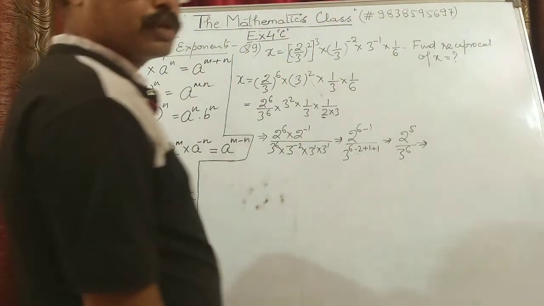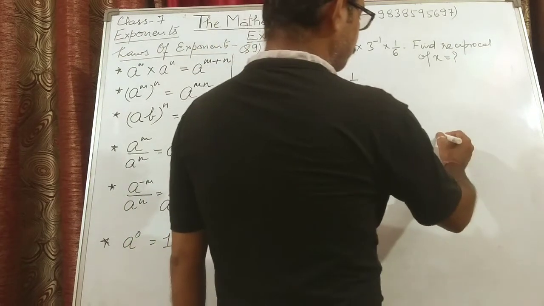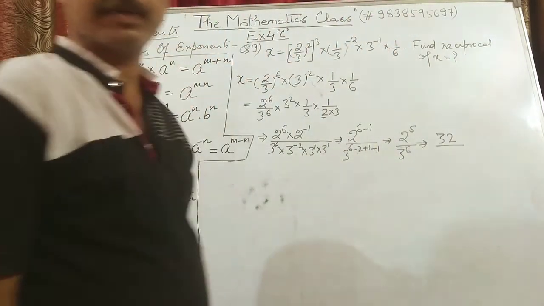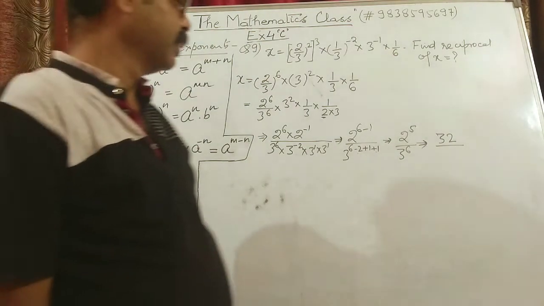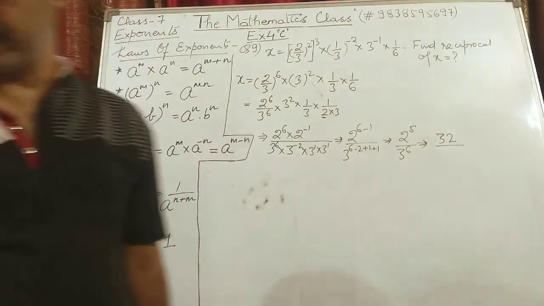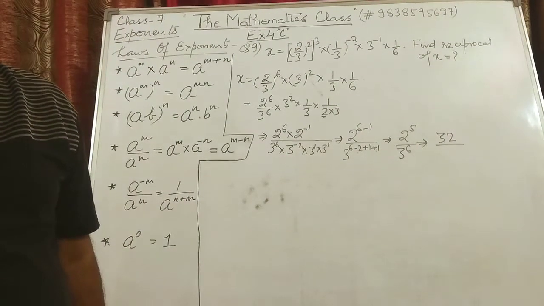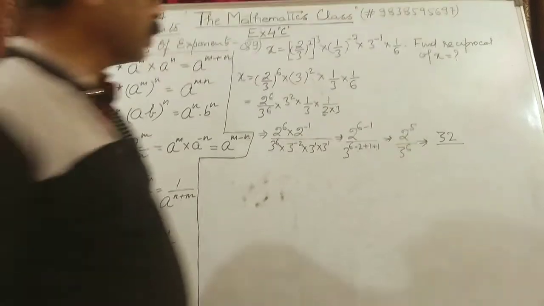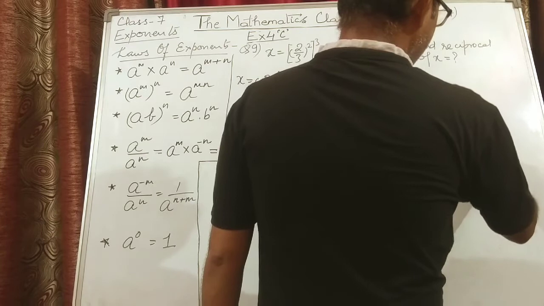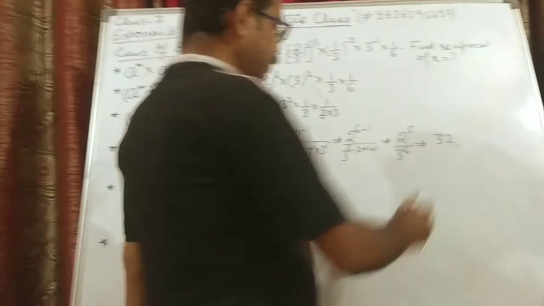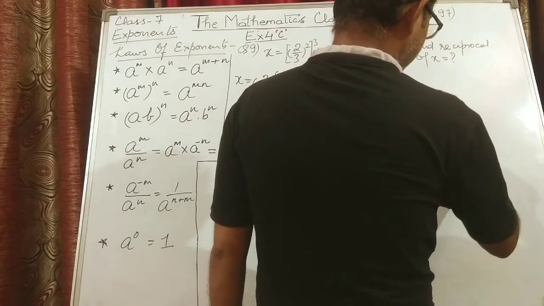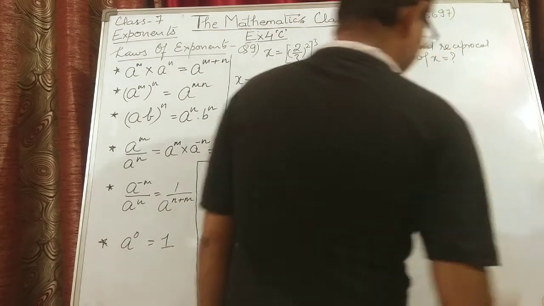Now 2 to the 4, to the 8, to the 16, to the 32. So 2 to the power 5 is 32, and 3 threes are 9, 3 nines are 27, 3 twenty-sevens are 81. 81 into 3 is 243, and 243 into 3 is 729. It will not come 2187, it will come 729. So this is the value of x.